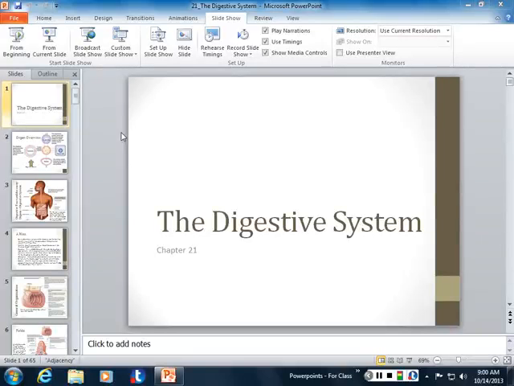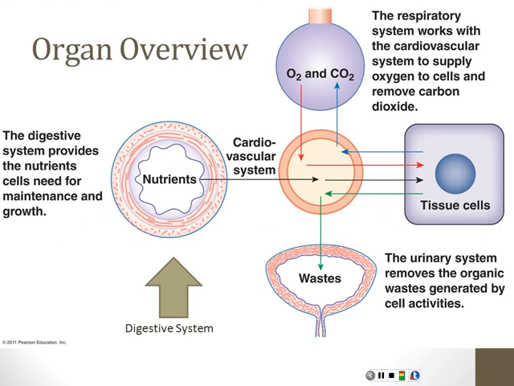Chapter 21 talks about the digestive system and its organs and anatomy. And then chapter 22 follows the nutrients around the body in terms of what those nutrients do. So chapter 21 and chapter 22 are closely related. All right, so where are we?